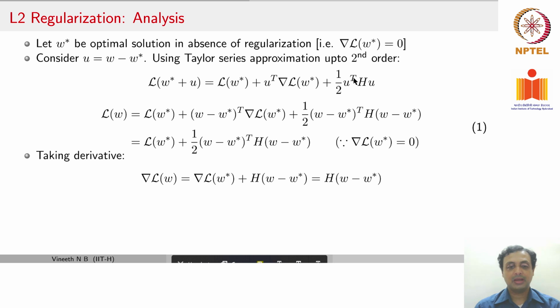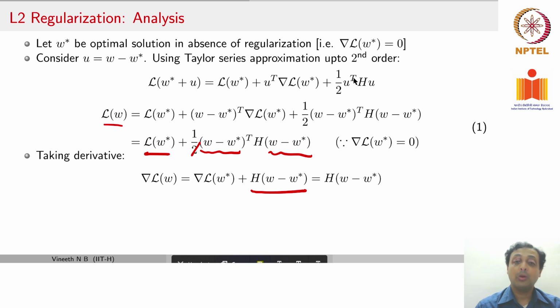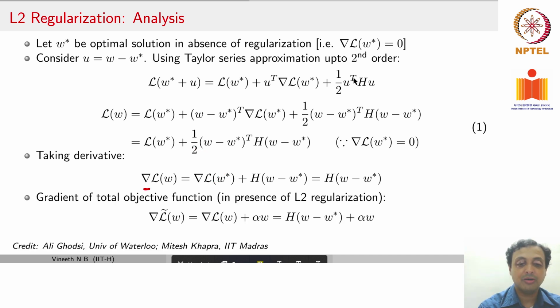Let's take its gradient now. The gradient would be given by grad of L(W) is equal to grad of L(W star) plus (W minus W star) transpose H (W minus W star). You will have a 2 in the power, and if you now differentiate and divide by 2 here, the 2 and 2 would get cancelled and you will be left with H into (W minus W star). We already know that grad L at W star is equal to 0, which means you're going to have grad of L(W) is equal to H of (W minus W star).